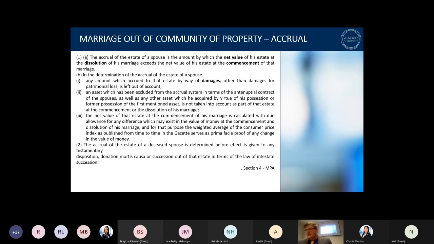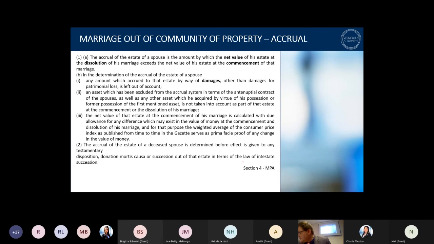An asset which has been excluded from the accrual by virtue of the ANC, as well as any other asset which he acquired by virtue of the possession of the former asset, is not taken into account as part of that estate at the commencement or the dissolution of the marriage. Sure, that's a mouthful, but we'll slog through it. The net value of that estate at the commencement of the marriage is calculated with due allowance for any difference which may exist in the value of money. And for that purpose, the weighted average of the consumer price index serves as prima facie proof of any change in the value of money.